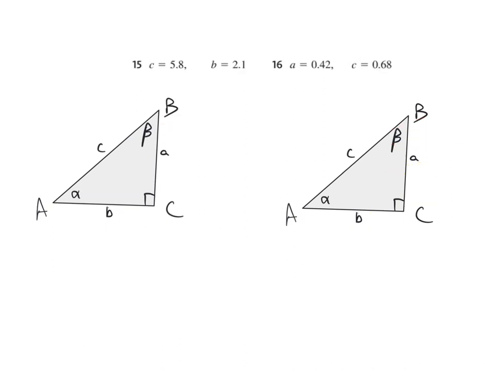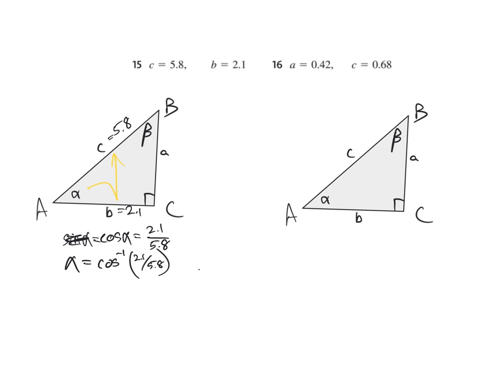All right, 15. C is 5.8. B is 2.1. Okay, so if we do alpha again, that's adjacent and hypotenuse. So we're going to do the sine of alpha is equal to, adjacent and hypotenuse would be cosine, sorry. So this should be cosine. Cosine of alpha is equal to the adjacent leg over the hypotenuse. So alpha is the arc cosine of 2.1 divided by 5.8. So 2.1 divided by 5.8, and then you take the arc cosine of that.